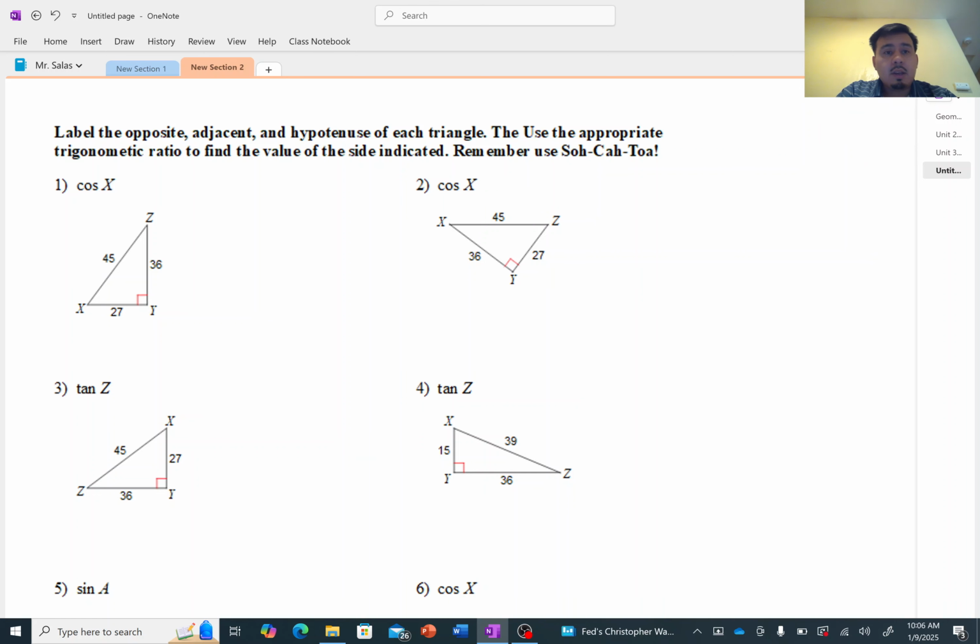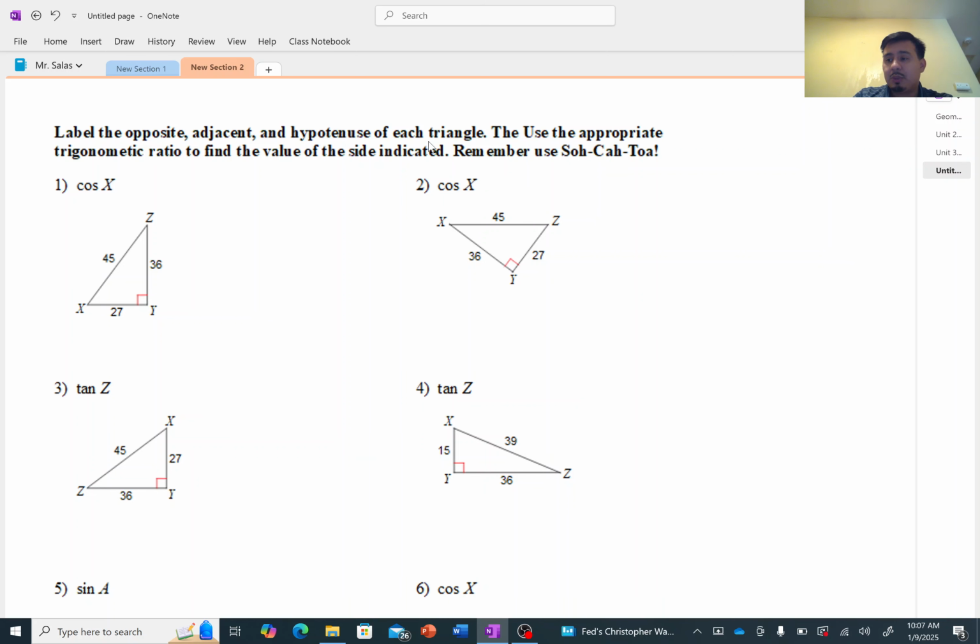Here's what you're supposed to do for this assignment. It says, label the opposite, adjacent, and hypotenuse of each triangle. Use the appropriate trigonometric ratio to find the value of the side indicated. Remember, use SOHCAHTOA. Okay, so this is what I mean by label the opposite, adjacent, hypotenuse.